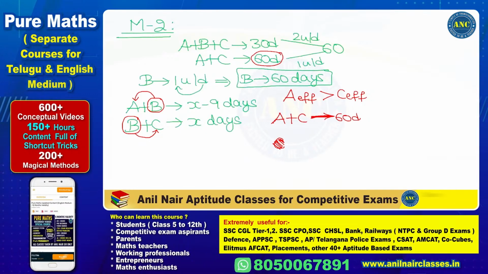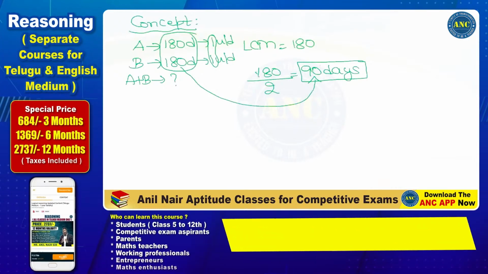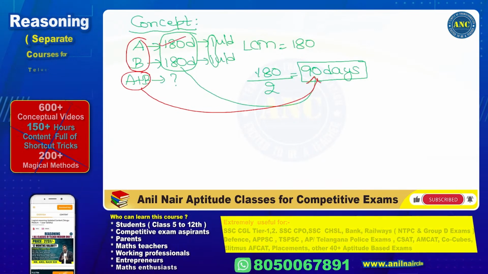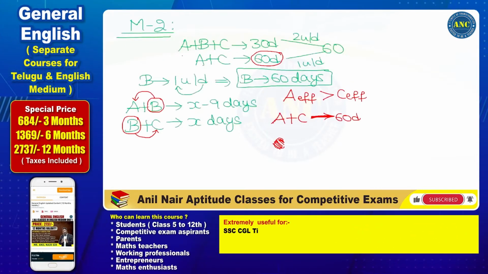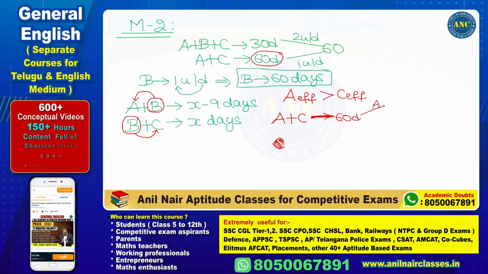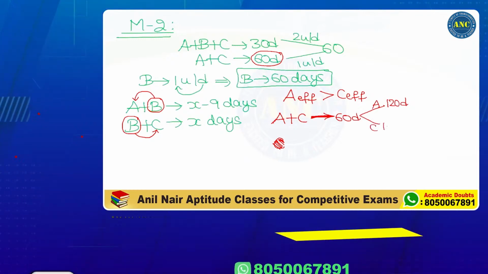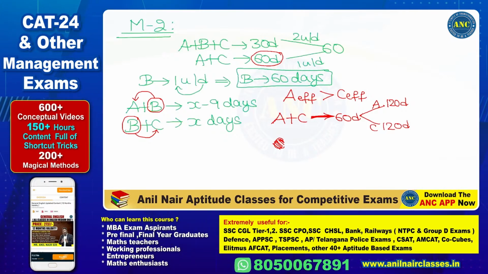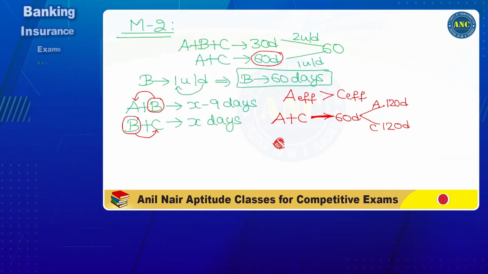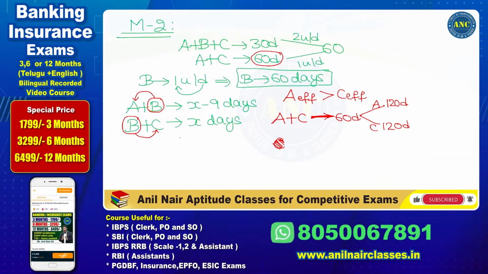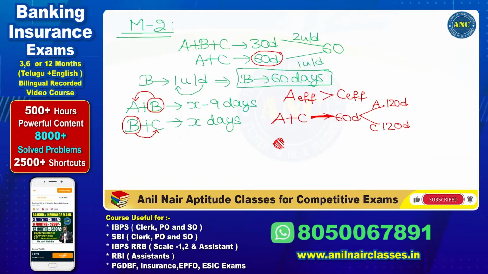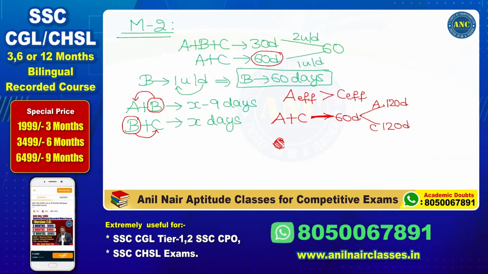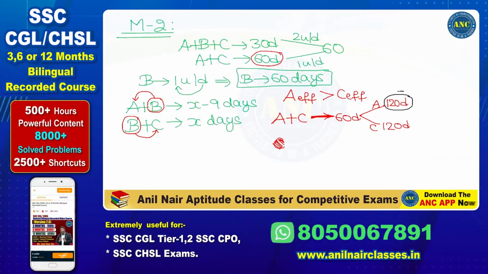Now, if they are taking 60 days together, from the concept I explained, if two people together take 90 days, then individually they take double the days. So if they take 60 days together, individually A would take 120 days and individually C would take 120 days. This 120 and 120 days for A and C is only one of the scenarios. But think logically, we came to know that A's efficiency is greater than C's efficiency. That means A's capacity is much greater than C's capacity. Because the capacities of A and C are different, and A's capacity is greater than C's, A will take less than 120 days.